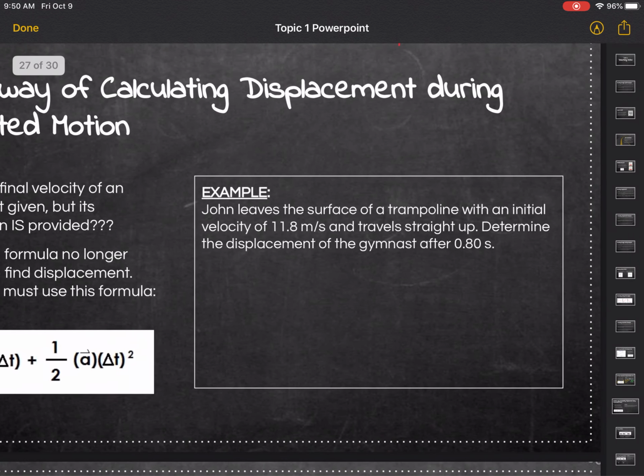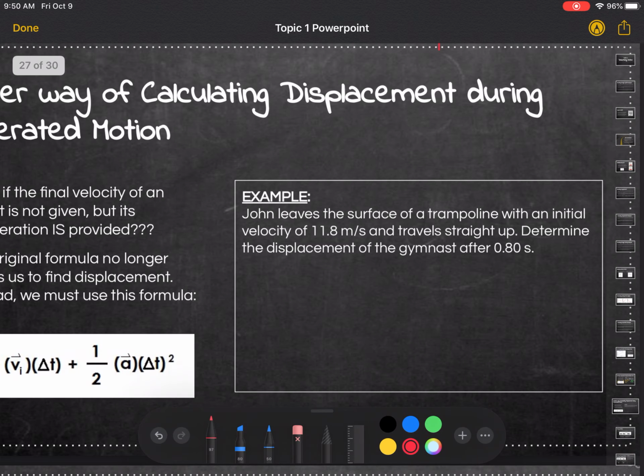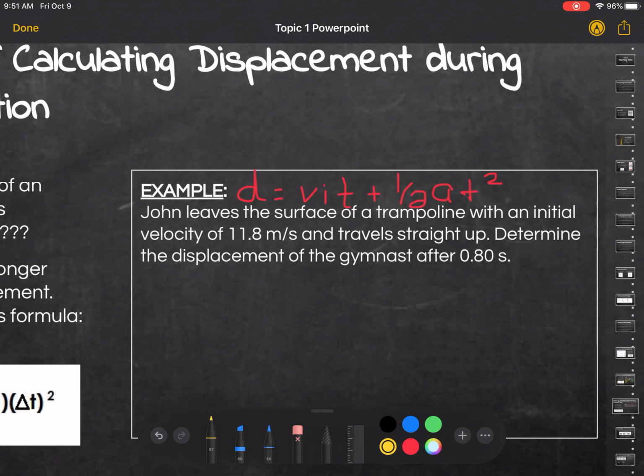So this really large formula is something that we're going to have to use, and let's do an example using that. I'm going to just write that formula over here. D is equal to VIT plus 1/2 AT squared. I'm writing it just a little bit more simple. We don't need all those deltas. That'll be written on your formula sheet with deltas, but likely not what we need.